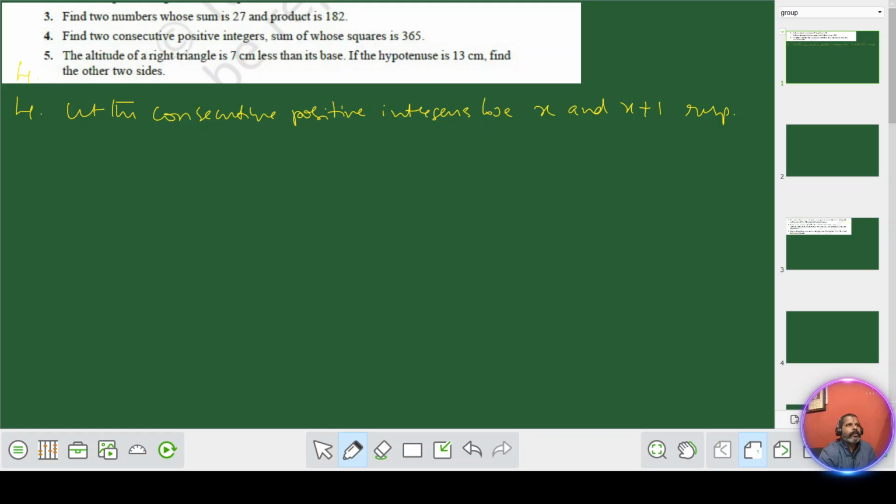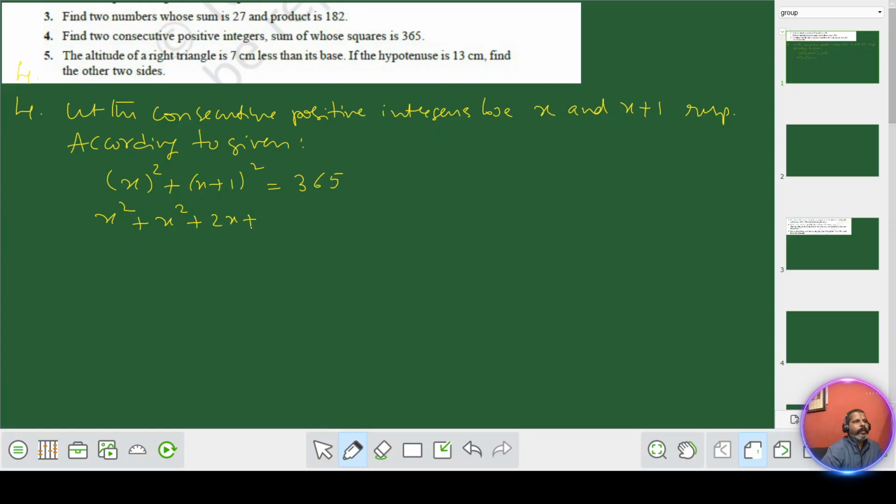According to given sum of the squares, right? So you have to write this statement: according to given, sum of their squares, that means x square plus x plus 1 whole square is 365. Let us see that. Expand: this is (a plus b) whole square form, a square plus 2ab, means 2 into x into 1, plus b square is 1 square. Take 365 to the left hand side: x square plus x square is 2x square, plus 2x minus 364 is 0.